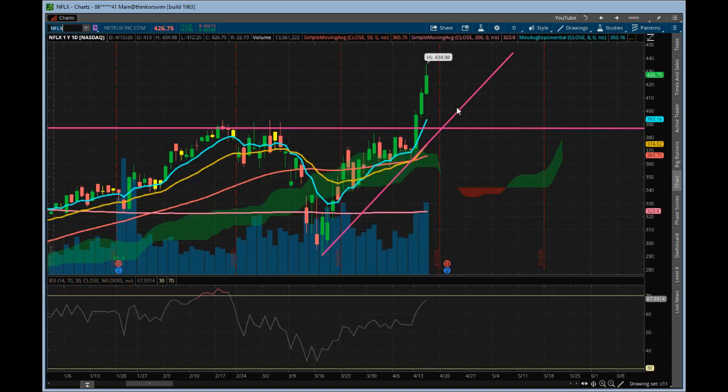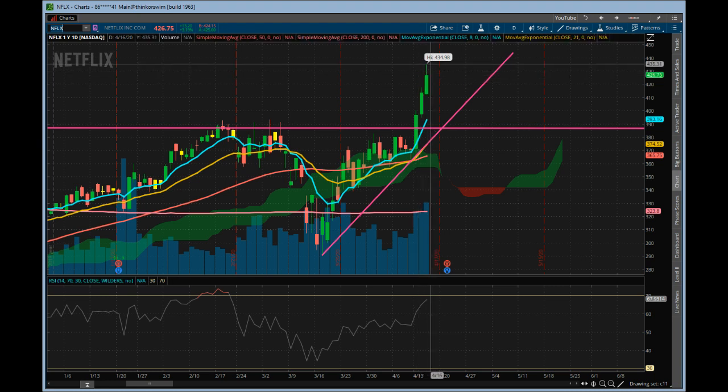Again, Netflix, three white soldiers here. Very, very bullish. Tough to chase up here. We're not overbought yet on the RSI, so it might have a little bit of room to go, right? But it did close above its recent all-time highs and hit all-time highs today, which is pretty cool. So let's see if we can hold that, and then kind of go from there.